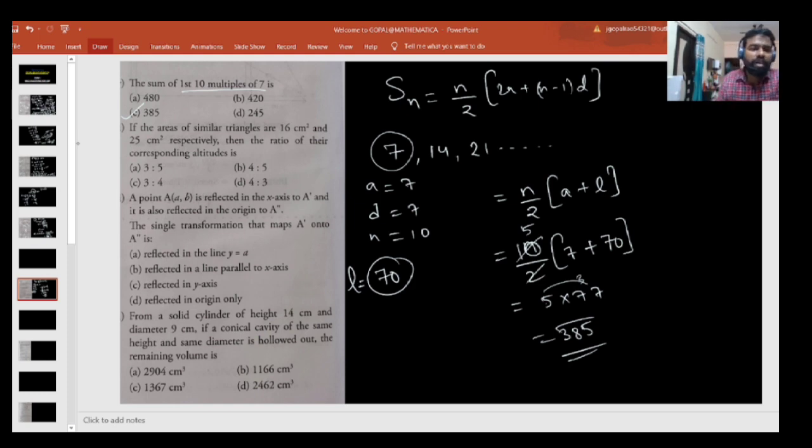Next is one more question. Again I am removing this because this is not based on the 2023 ICSE exam.